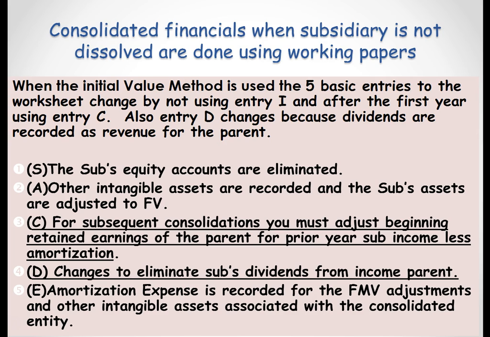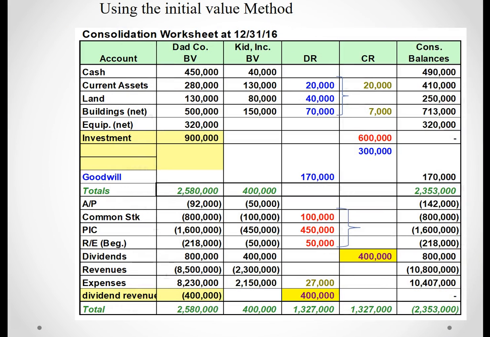So let's see what it looks like on the working papers. Again, there's S. There's A. And then we have B. In this case, it's taking off dividend revenue. And then we do.